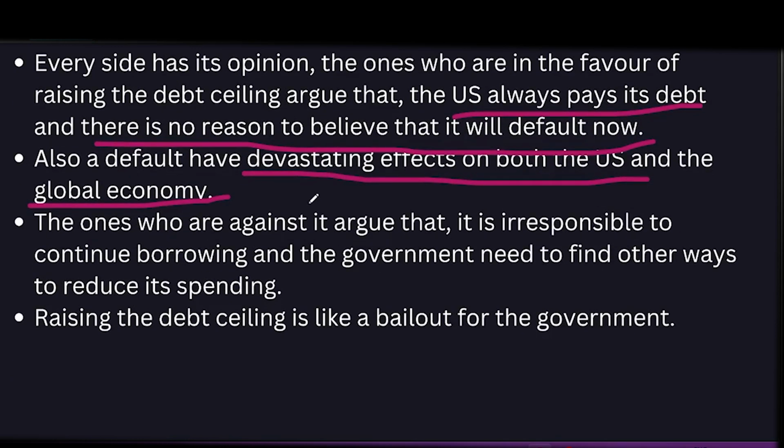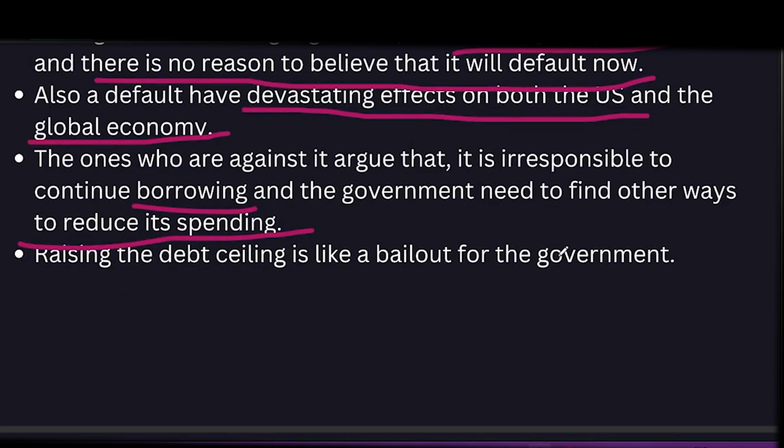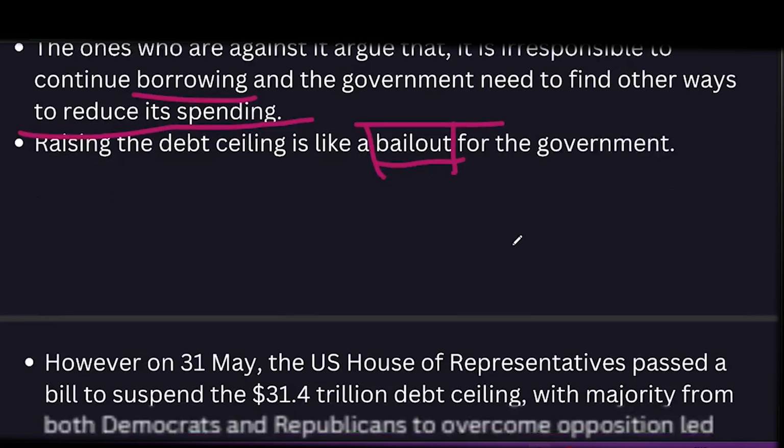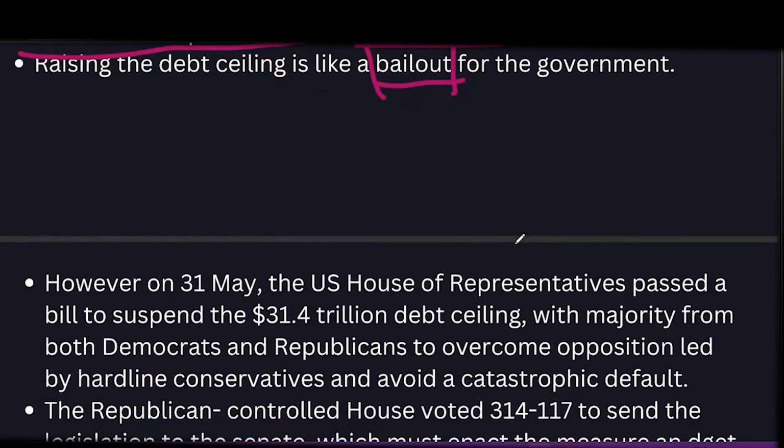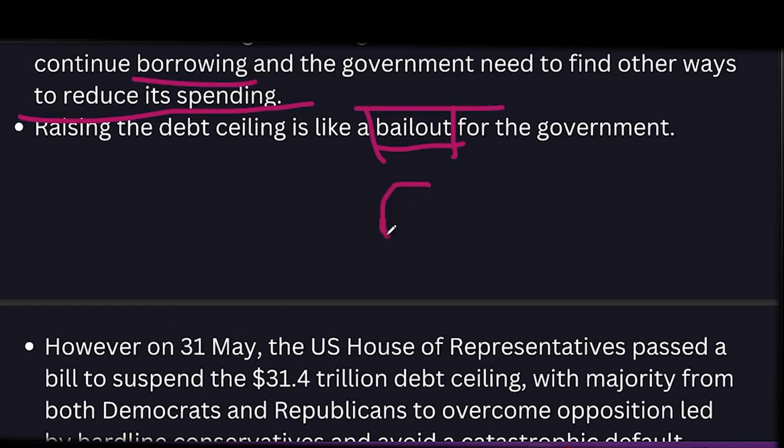So the ones who are against raising the debt ceiling are saying that the government should find other ways. They should borrow less, or they should reduce their spending. These are the two things that the Republicans are saying, that you should reduce your spending. So it is like a bailout, that every time the government fails, they will just borrow more money. That's it. This is the whole point. Every time the government needs more money, it just borrows more. So it is just an infinite loop.